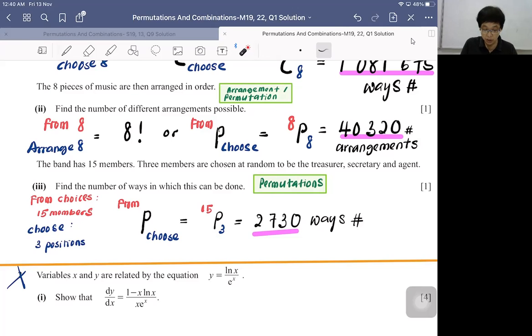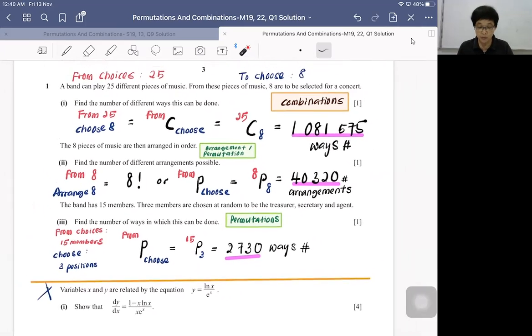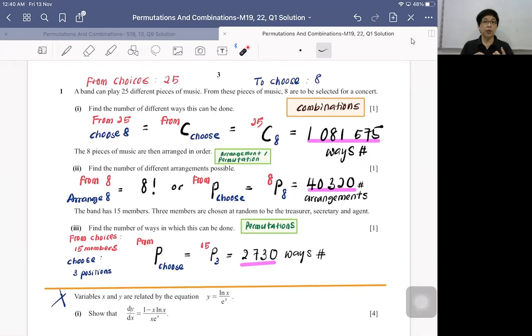And we're going to use nPr, where you have 15 members and you're going to choose 3. With a slight keying into the calculator, it will clearly display for you 2,730 ways. Okay, so that's how we have run through a quick revision on this topic in the beginning of this video.